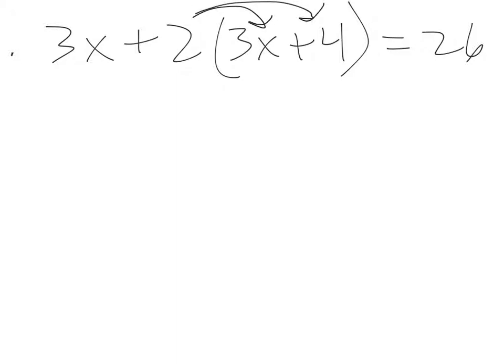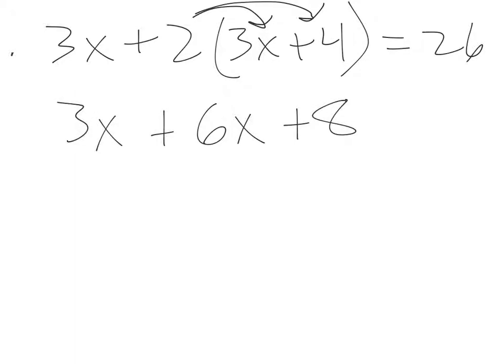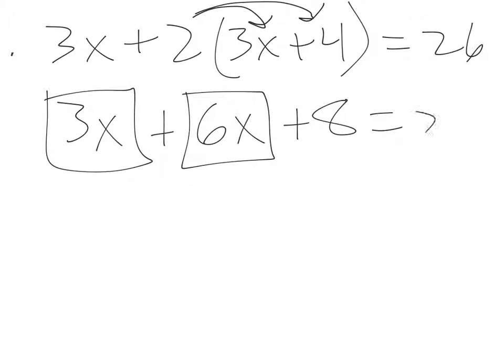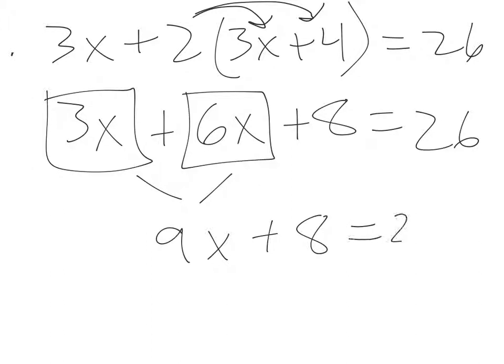using the distributive property. So 2 times 3x would be 6x, and 2 times 4, that's a positive 4, would be 8. But then we also, in class yesterday, talked about how we can combine like terms, but remember that's when they're on the same side of the equation. So 3x and 6x would be 9x plus 8 equals 26.